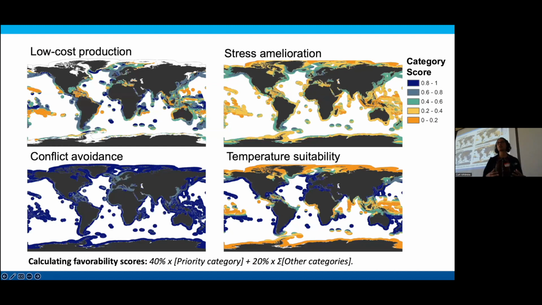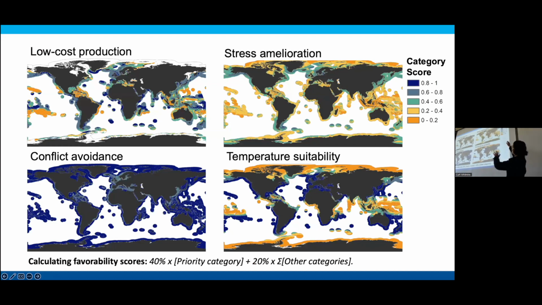So if you're a planner and you're trying to guide development of your country's seaweed farming industry, you might want to prioritize placing farms in areas where seaweed can reduce stressful conditions. And that will give you a very different answer as to where you might want to do that than, say, if you're prioritizing just avoiding conflicting marine uses.